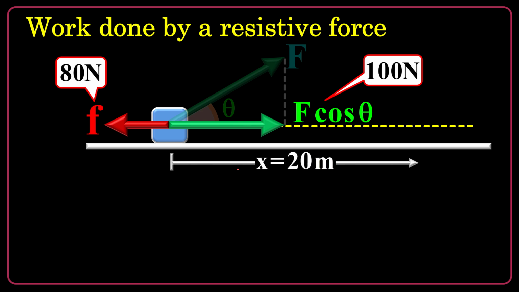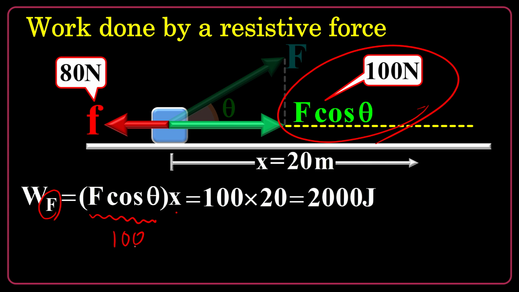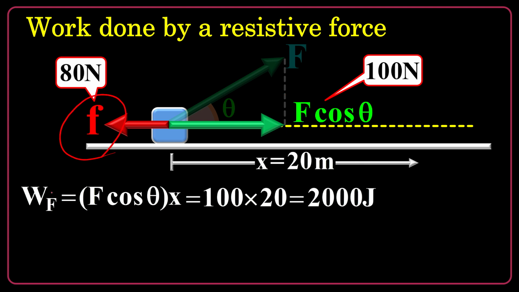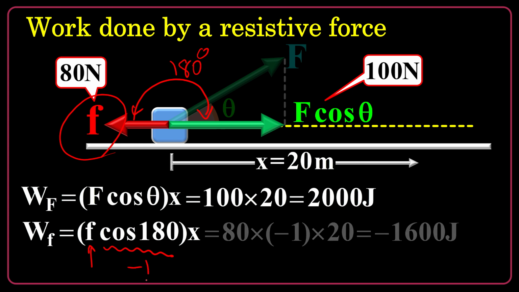Anyway, let's suppose a displacement of 20 and find the work done by each force. First, the work done by the running force, the forward force. The work done by F is F cosine of theta times x. F cosine of theta is given as 100 and x is 20. So the answer is 2000 joules. The other is the work done by the resistive force. It's going to be F cosine of 180 because the resistive force makes an angle of 180 degrees to the displacement. So it's going to be negative 1 and x again 20 meters. So the answer is negative 1600 joules.